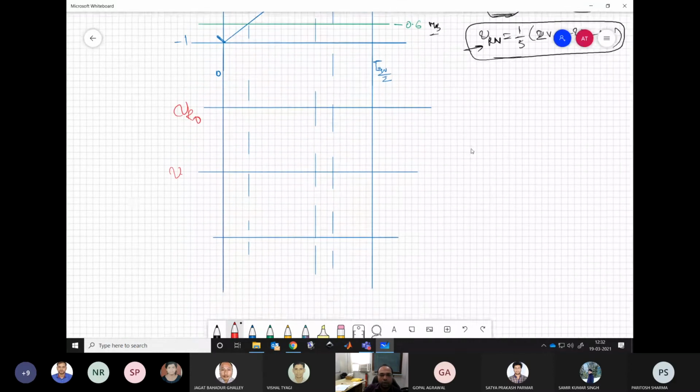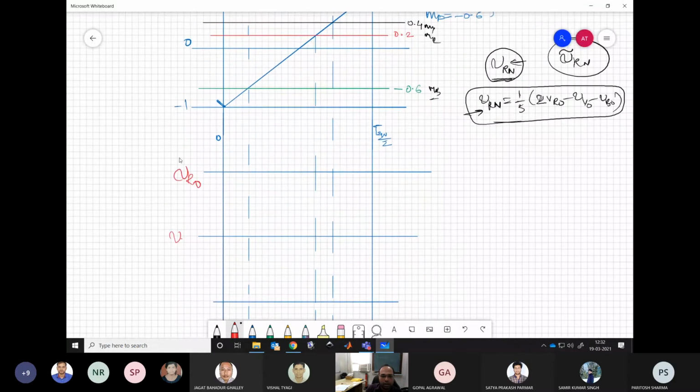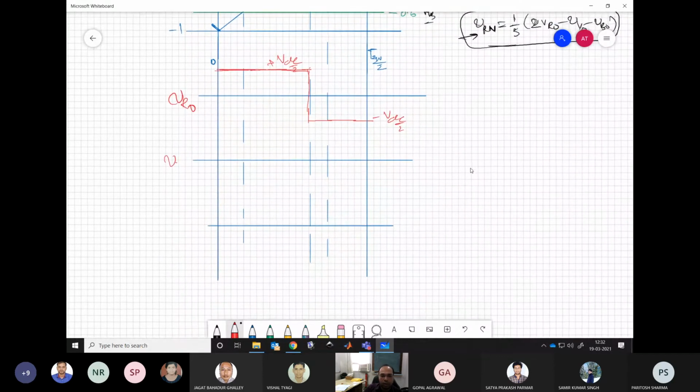Now, VRO is switching at this second instant. So we have plus VDC by 2 because the modulating signal is higher than our carrier up to this point, and then it is switching to minus VDC by 2. This is at one switching level we are doing, or rather half switching interval.